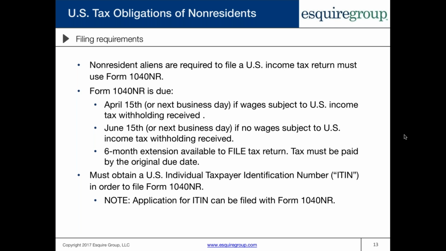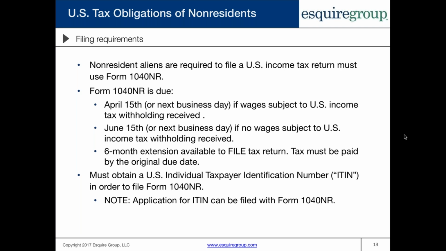If the non-resident alien did not receive wages subject to U.S. income tax withholding, then the due date for the tax return would be June 15th. There is a 6-month extension available to file Form 1040-NR. However, the tax must be paid by the original due date of the tax return, so April 15th or June 15th, whichever the case may be.